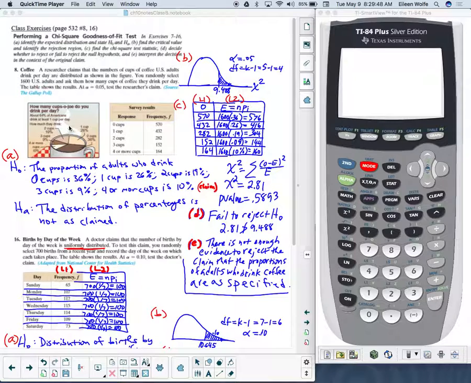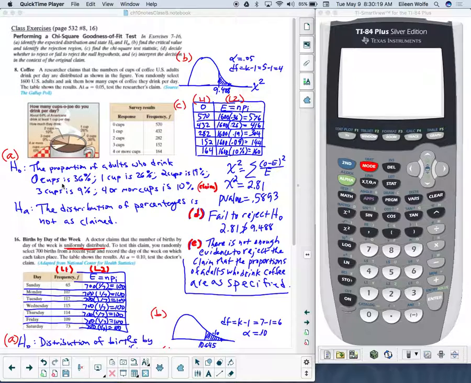So in this first exercise, 8, about coffee, we have a researcher claiming that the number of cups of coffee U.S. adults drink per day are distributed as shown in this figure. In this pictogram, we have a bunch of percentages shown about coffee drinkers. We're going to randomly select 1,600 adults and ask them how many cups of coffee they drink per day, and we'd like to see if the sample of 1,600 adults matches these claimed distributions in the pictogram.